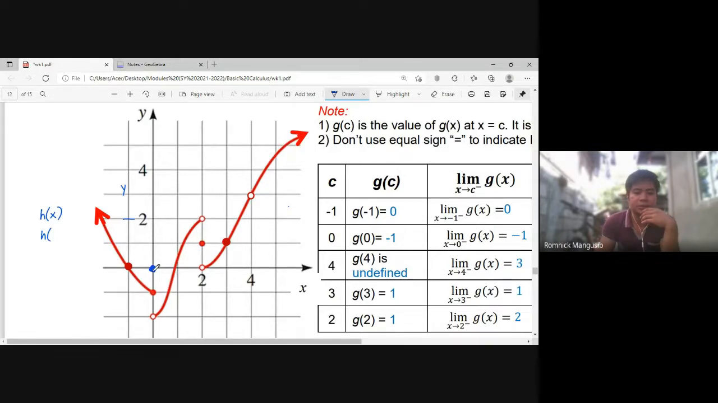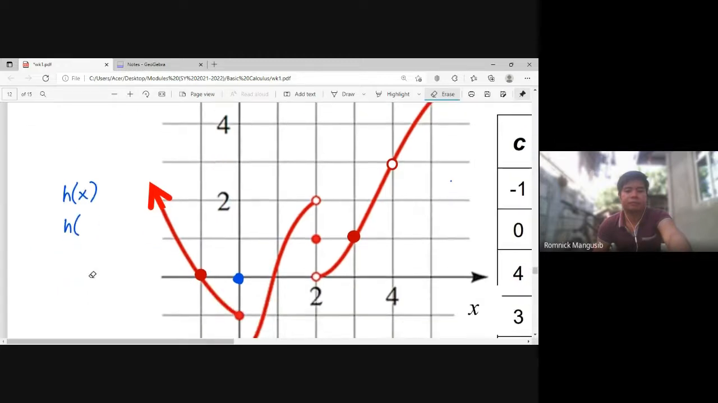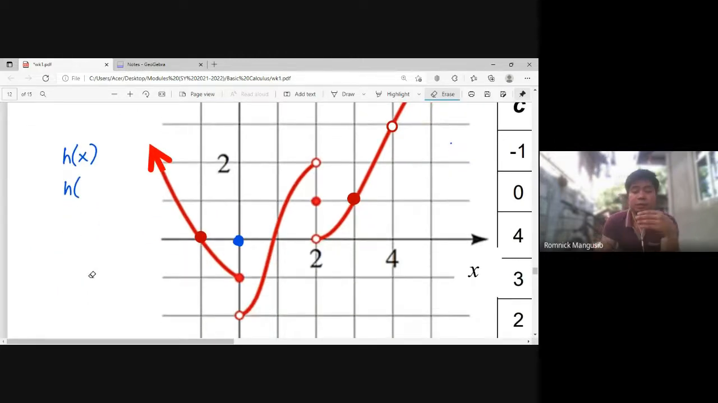Dito pala nag-start. Sorry, dito nag-start. So ito ang 0, 0. Okay. Last na to. What is h of 2? What is h of 3? What is h of negative 1?